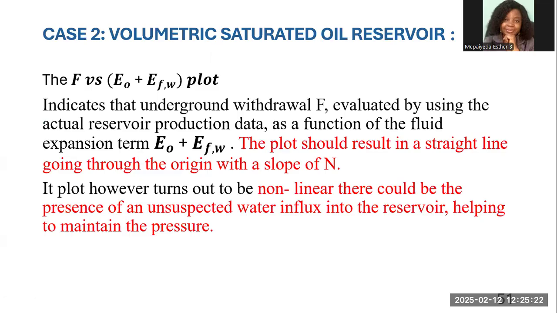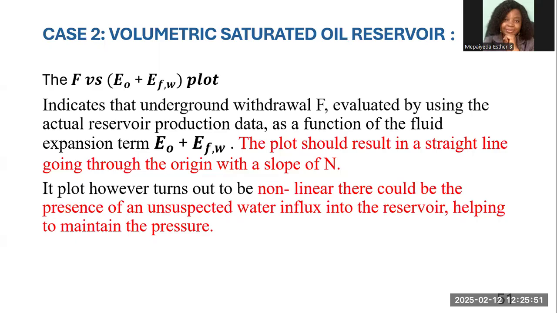So a plot of F versus Eo plus Efw, what happens? The plot should result in a straight line going through the origin with a slope of N. If plots, however, turn out to be nonlinear, there could be presence of an unsuspected water influx into the reservoir, helping to maintain the pressure, just like the previous plot that we saw.